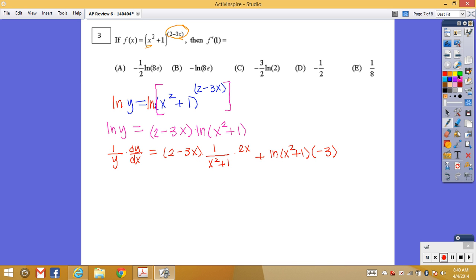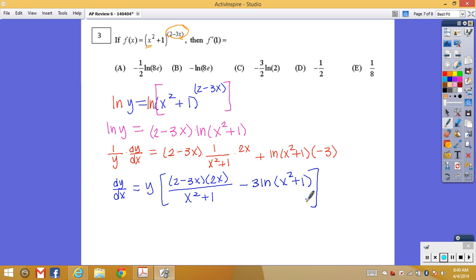And then this is optional. Just because it's one easy term to move to the other side, I'm going to. So it would be y times, and I'm just going to write this out a little bit neater, 2 minus 3x times 2x all over x squared plus 1, plus, actually I guess it would be minus 3 ln of x squared plus 1.